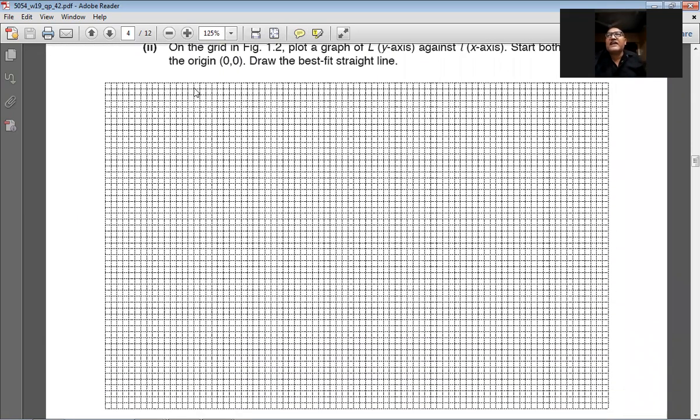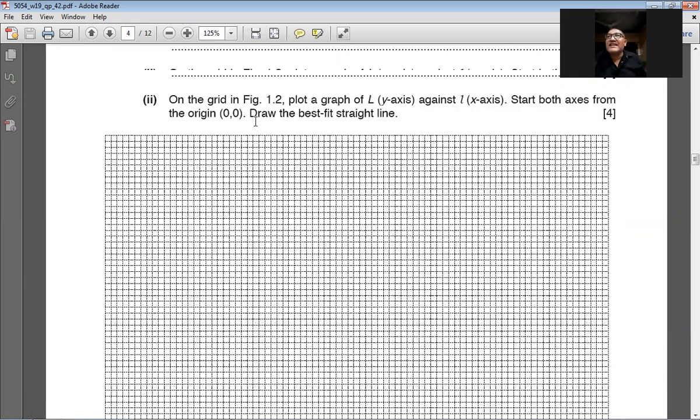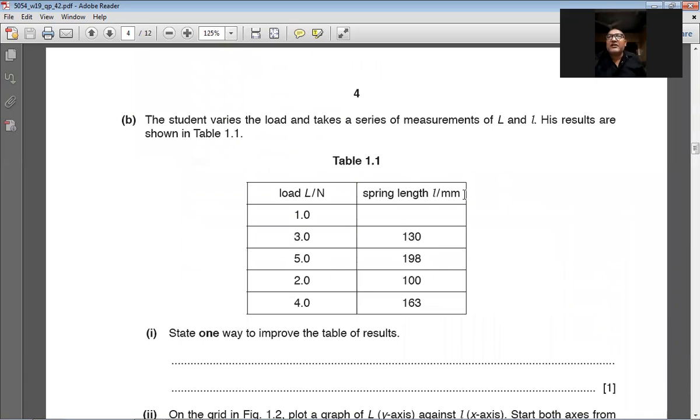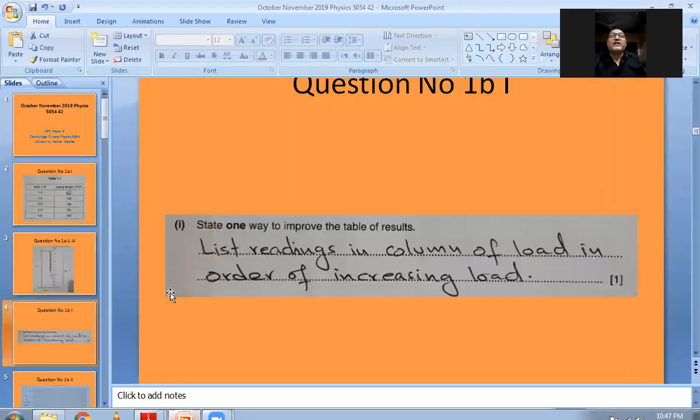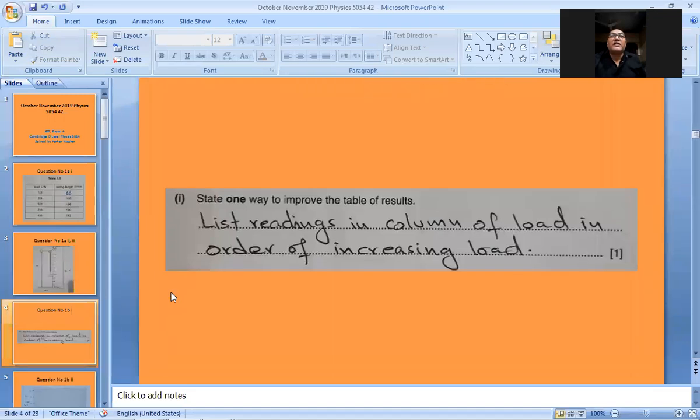So this is the graph given to us, and on the y-axis I will put the load, and on the x-axis I will put the length. And this is that table. Okay, so this is that table. So let me show you how I have done this. Okay, so we are done with this.